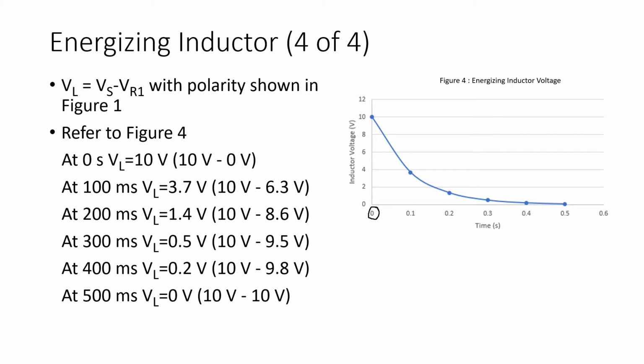At 100 milliseconds, the inductor voltage has dropped to 3.7 volts. 200 milliseconds, it's dropped to 1.4 volts. 300 milliseconds, it has dropped to 0.5 volts. At 400 milliseconds, the voltage has dropped to 0.2 volts. And at 500 milliseconds, 5 time constants, we assume that the inductor voltage is 0, that the magnetic field has expanded to as large as it can be, and there is no more induced voltage.